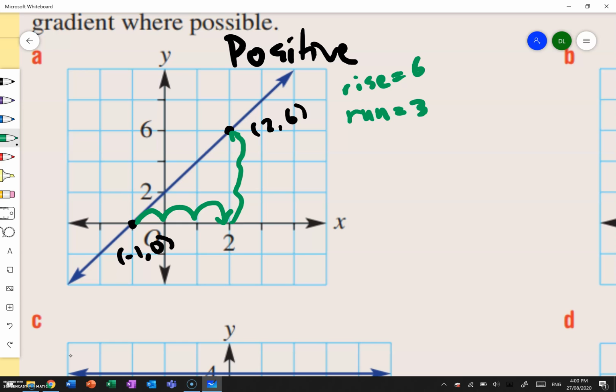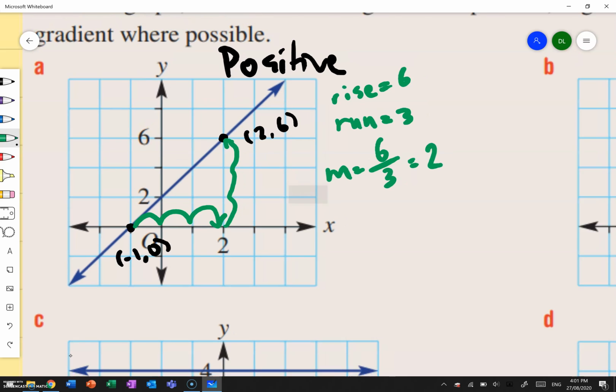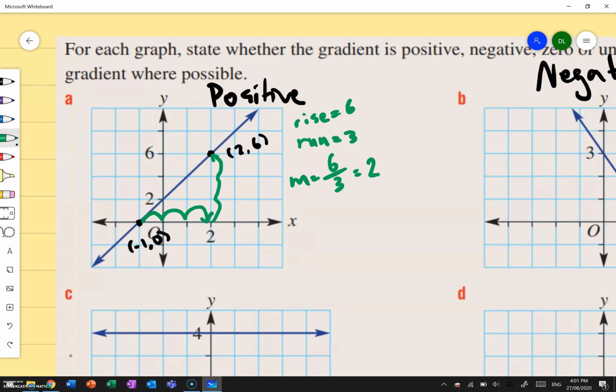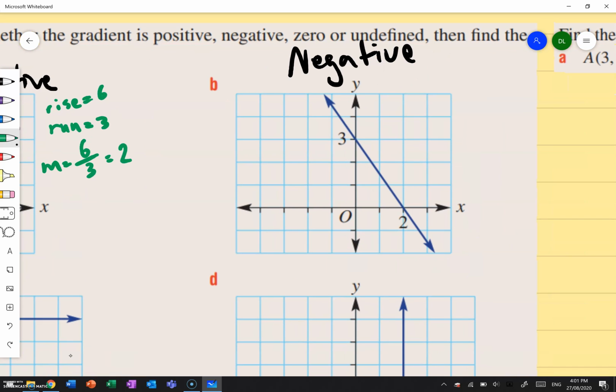Now remember the formula, that m, or my gradient, which is the same thing. Don't ask me why m is called a gradient, it's just called m. Rise over run, so it's 6 over 3. In other words, it's 2. So my gradient is actually 2, and you can see that it's positive 2.